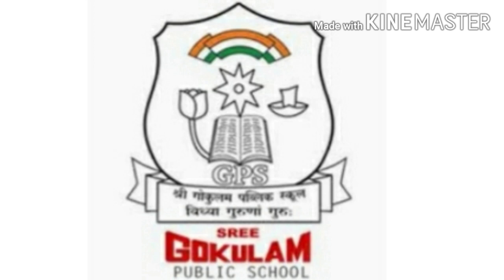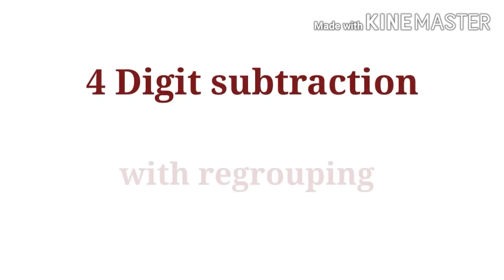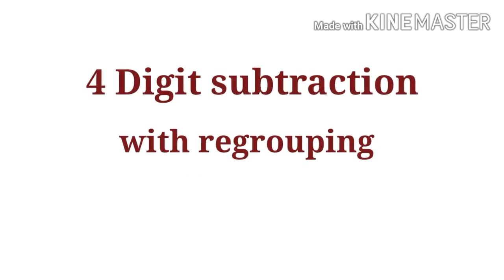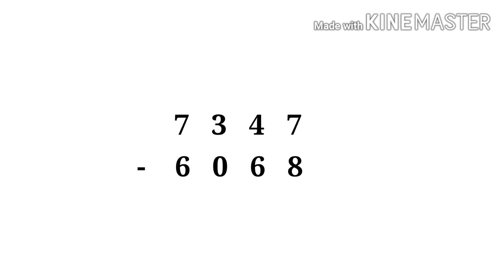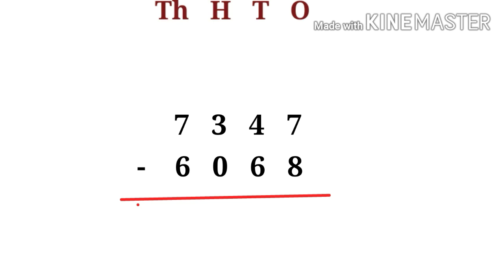I'm Jay Priya here to teach you how to do 4-digit subtraction with regrouping. See, children, let us take two numbers 7,347 and 6,068. So, first write these numbers one below the other according to the place value table. Now we can start our subtraction.